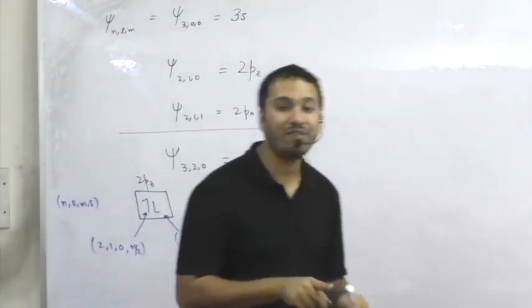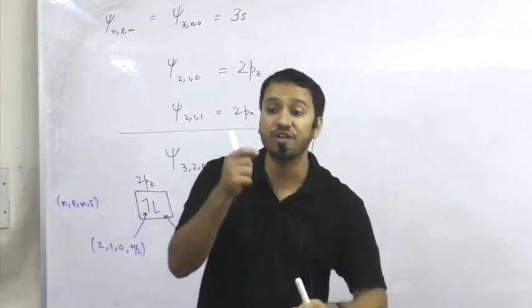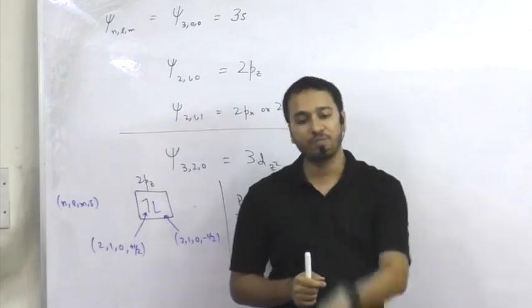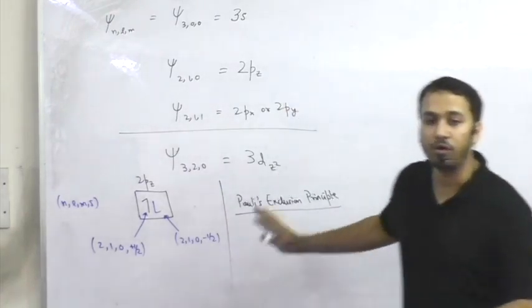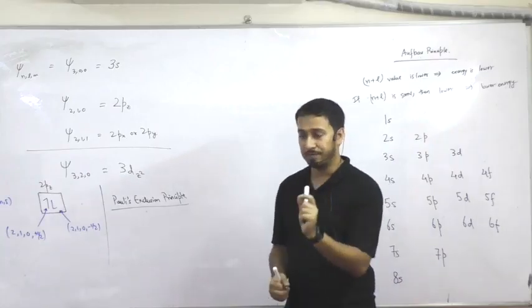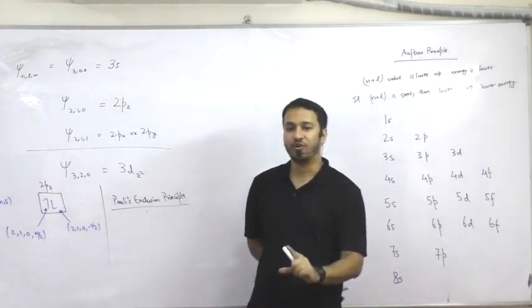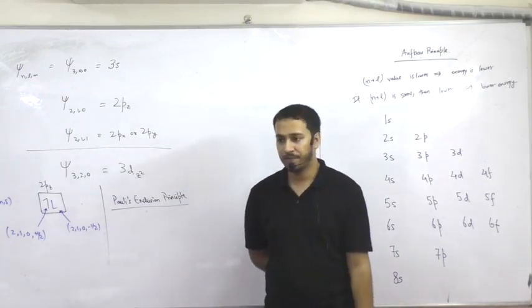So an orbital can have only 2 electrons, and the 2 electrons which are present in the orbital must have opposite spin. One must be plus half, the other must be minus half. Otherwise their address will become the same, and that is not allowed according to Pauli's exclusion principle. No 2 electrons in an atom will have the same set of 4 quantum numbers. For every electron, the set of 4 quantum numbers will have to be different. Is it clear?